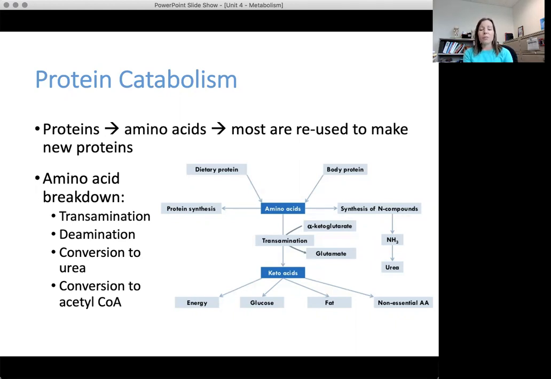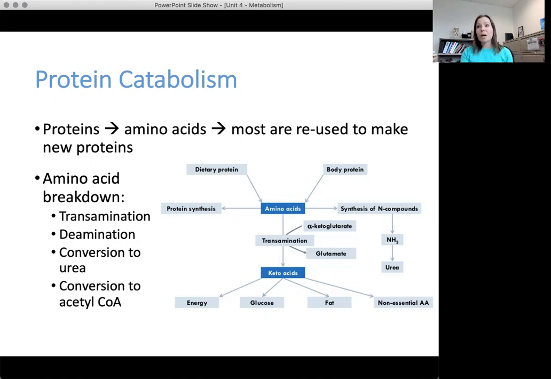So amino acid breakdown involves just a couple steps. First, transamination, which is when an amino acid transfers its amine group to a different acid, and that forms a keto acid. Then that's followed by deamination, which is the removal of the amine group from the keto acid, and that produces ammonia. Then finally, the ammonia, which is toxic and can be harmful in the body if it builds up, is converted to urea, which is a harmless byproduct.